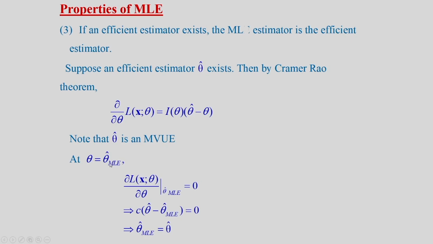Now, at theta equal to theta hat MLE, del L del theta is equal to 0. So, it implies that this constant C into (theta hat minus theta hat MLE) must be equal to 0, and this implies that theta hat MLE is equal to theta hat. So, we have established that if an efficient estimator theta hat exists, then theta hat must be equal to theta hat MLE. So, this is an important property, but here also we presume that the efficient estimator theta hat exists.